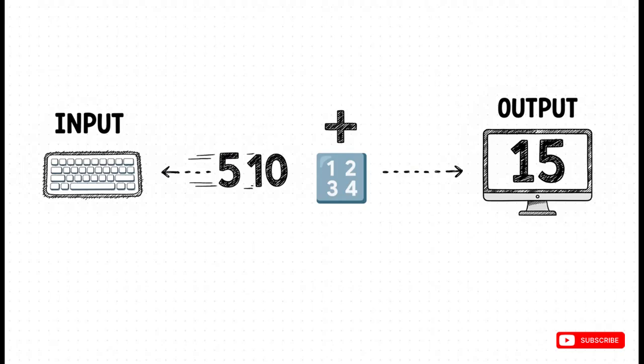This calculator example is just a perfect way to picture it. Think about it. You type in the numbers 5 and 10. That's your input. The program takes those numbers, does its magic, in this case addition, and then displays the result 15. That 15 right there, that's the output. Input, process, output. It's a simple loop, but it's the foundation of everything.